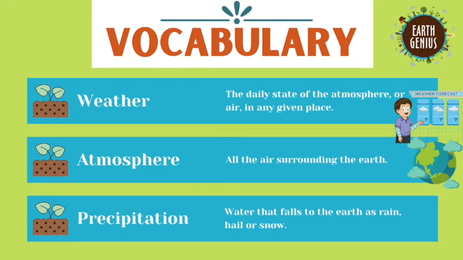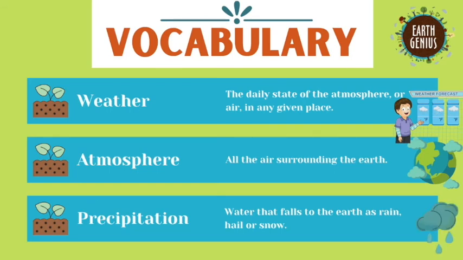The atmosphere, which I just mentioned, is all the air surrounding the Earth. So the weather occurs inside this atmosphere. You can think of it like a little bubble around our Earth that keeps us safe and warm and happy.